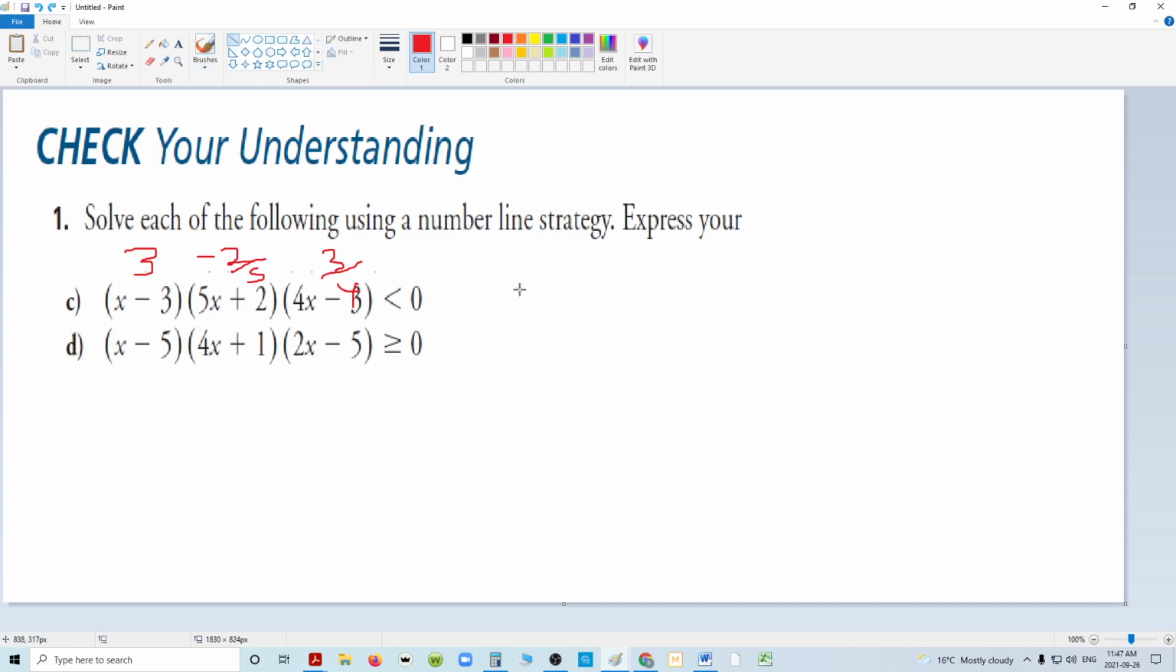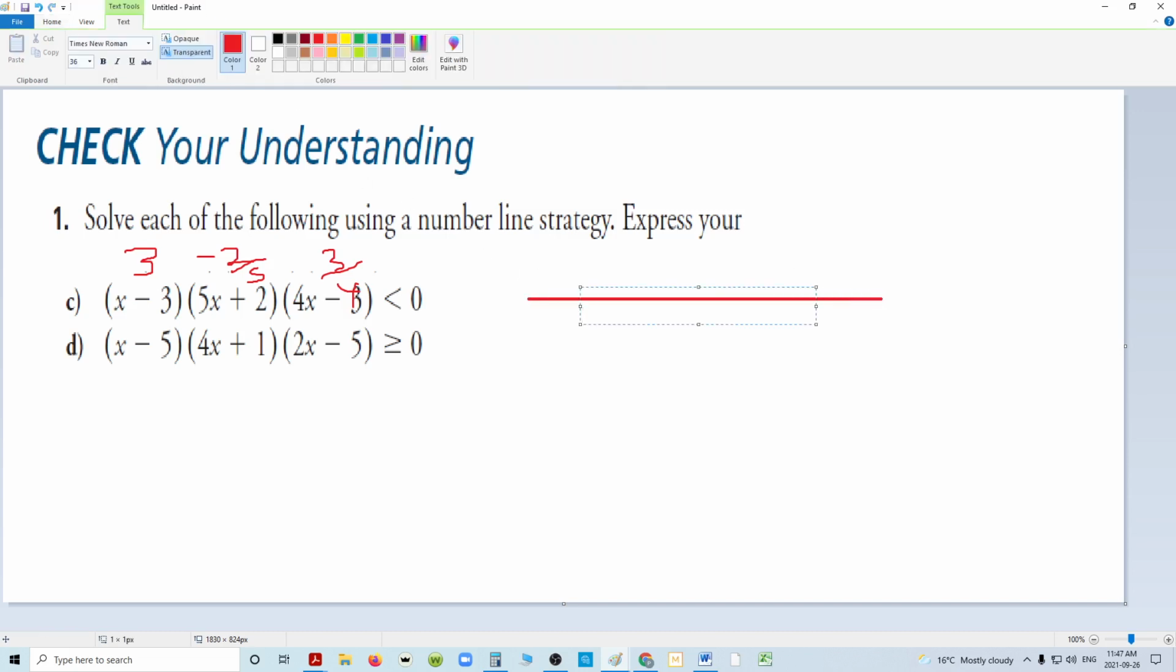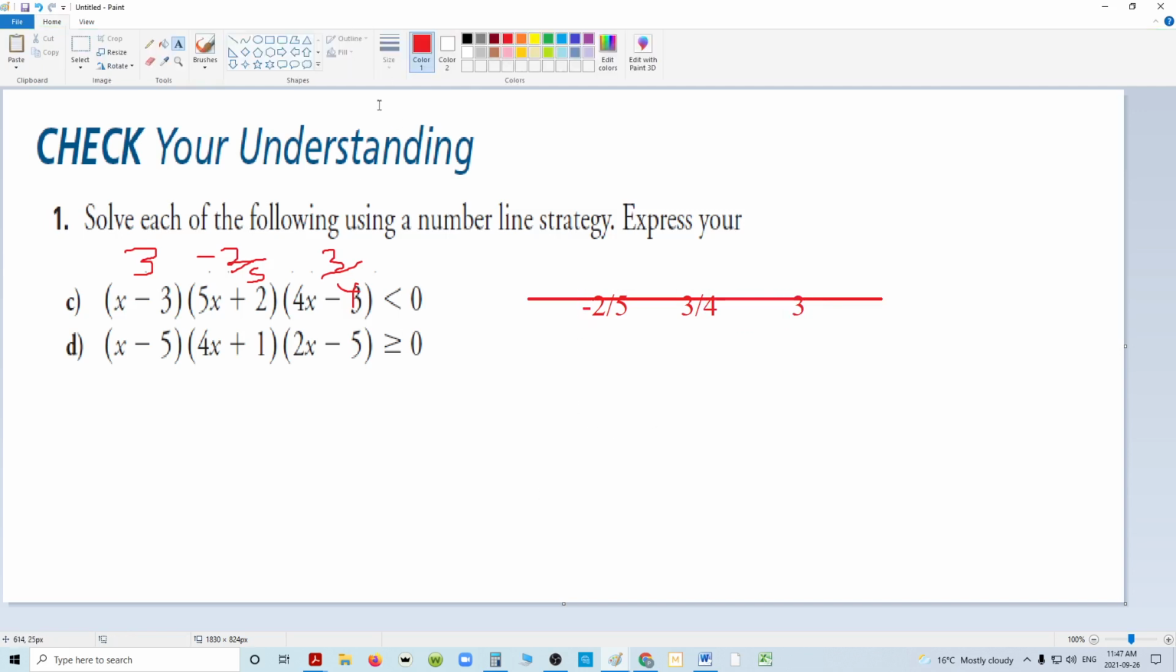Doing on a number line, in order, I have minus 2 over 5, 3 over 4, which is 3/4, and 3. So that's in order. Now the nice thing is you can take clean numbers. 3/4 is positive. This is negative. So a nice clean number in between is 0. A nice clean number to the left of minus 2/5 is minus 1. A nice clean number between 3/4 and 3 is 1. And then you'd use 4.